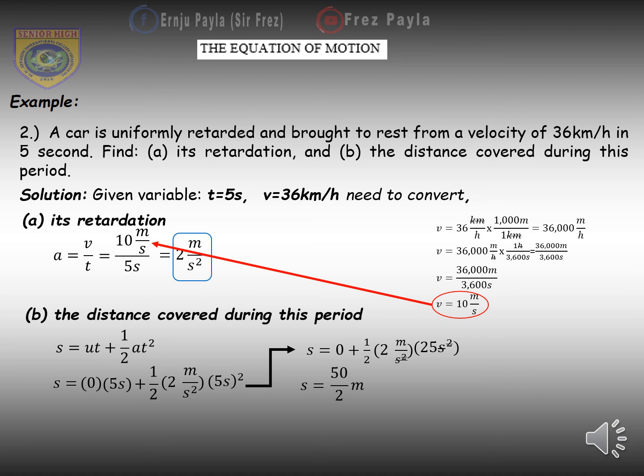So s is equal to 50 divided by 2 meter. The result is 25 meters. That is the final answer.